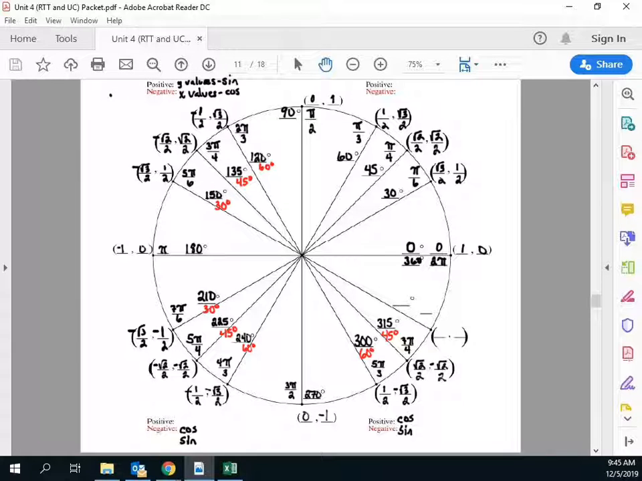Last one. This one's 330 degrees. What's the reference angle of 330 degrees, guys? 30. The radians for this is 11 pi over 6. What are the coordinates for 30 degrees?